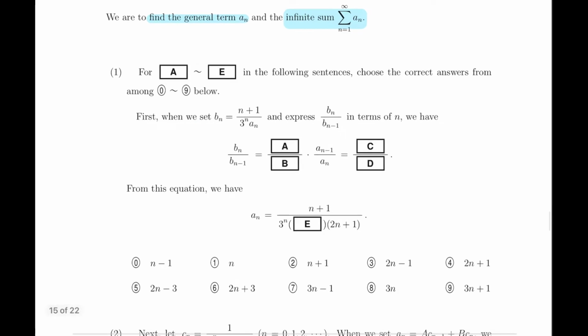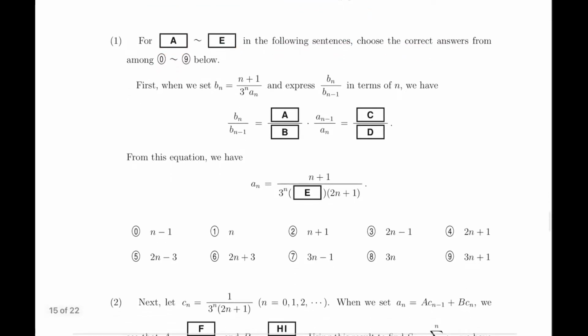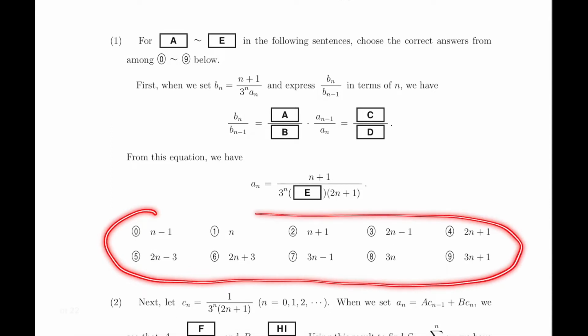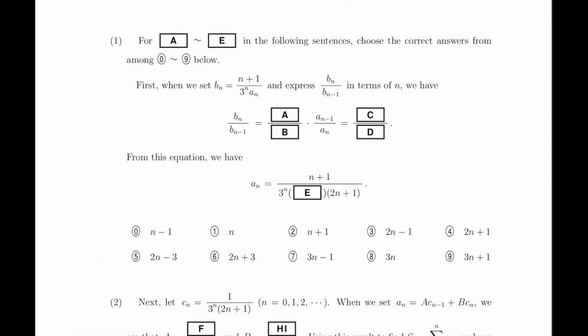For A until E, in the following sentences, choose the correct answer from among 0 until 9 below. So these are our choices. First of all, when we set bn equals (n plus 1) over 3 to the power of n times an, and express bn over b(n minus 1) in terms of n, we have the following.